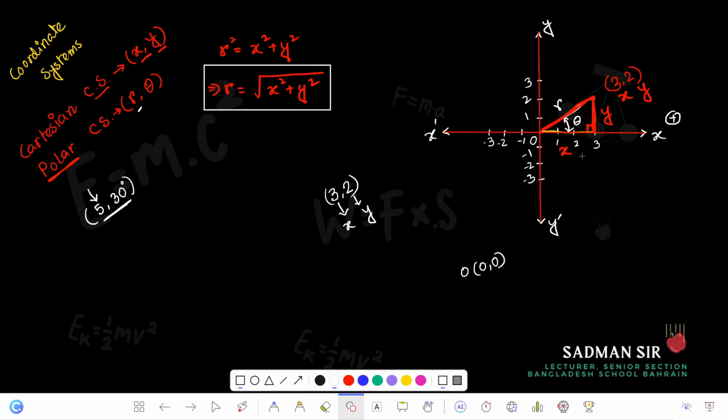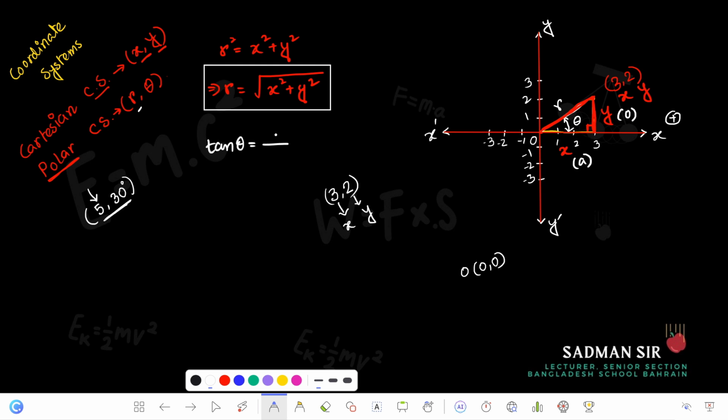Okay, now what about theta? See, what we know here is the values of x and y. So for this theta, this y is the opposite, right? And this x is the adjacent, right? Using opposite and adjacent, what trigonometric ratio is there? Yes, tan theta. So tan theta equals y divided by x.